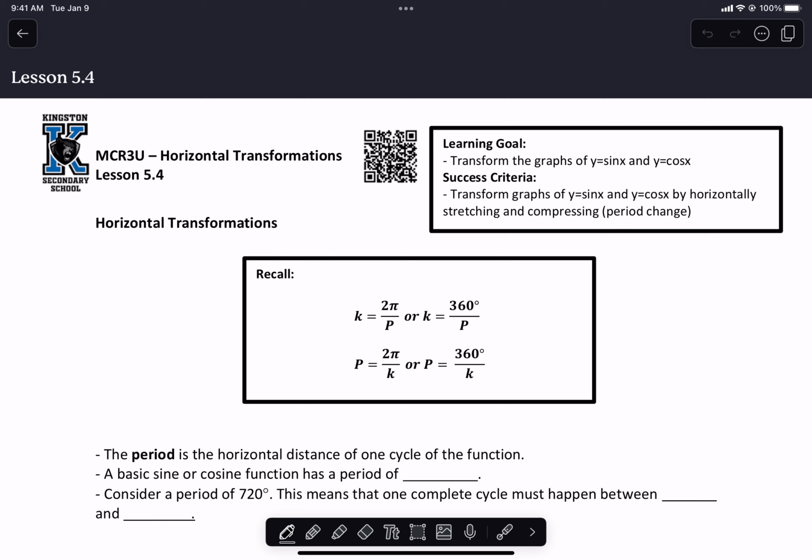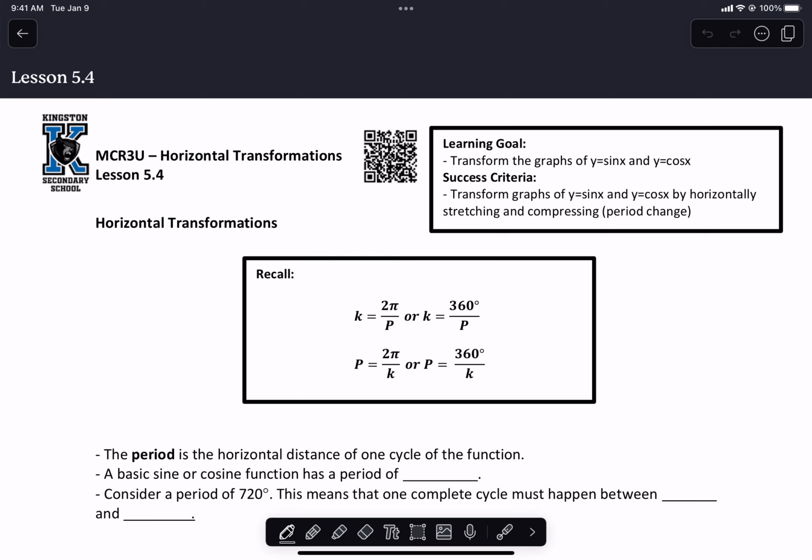Okay, so we're going to do horizontal transformations. We said the other day the only thing you've been working on right now is just vertical stuff, right? With the exception of the horizontal translations. What's going to happen today now is we're going to start horizontally stretching and compressing these graphs, which is going to change the period, which is what you see in the box there.